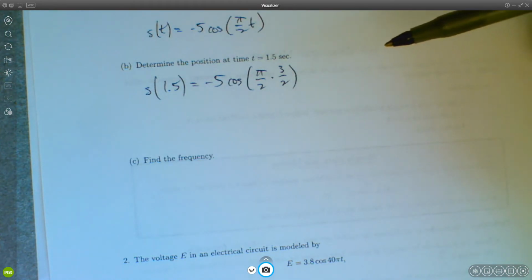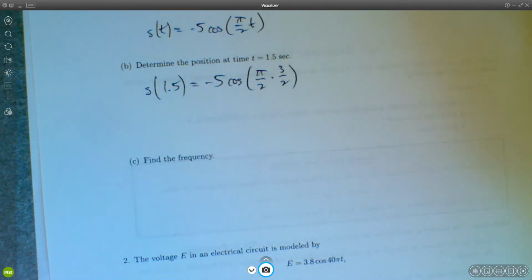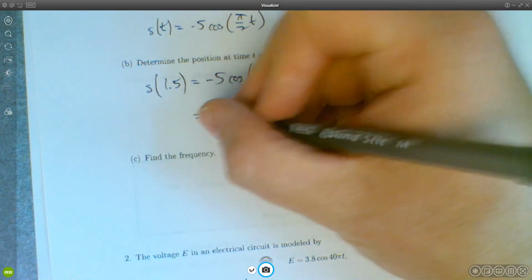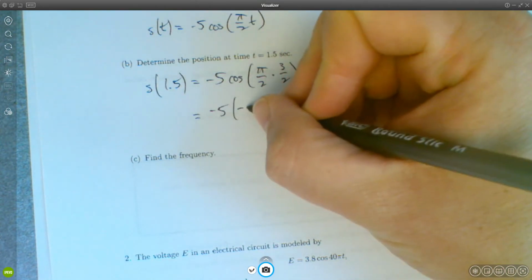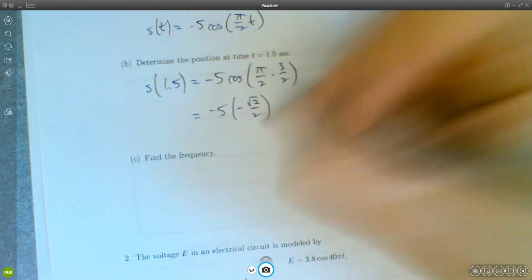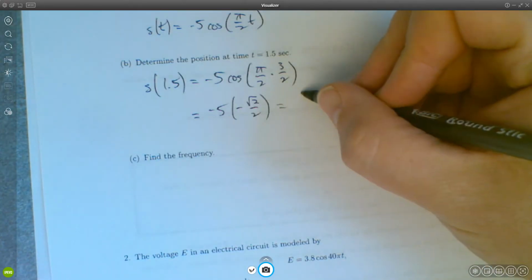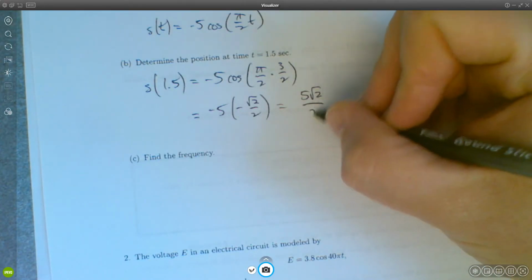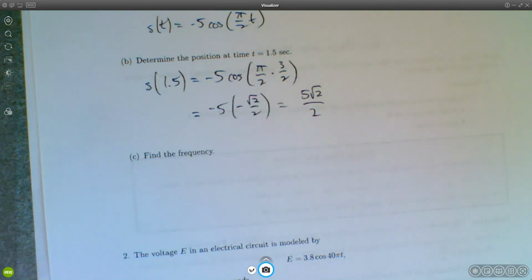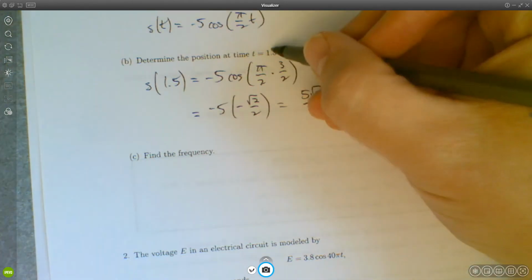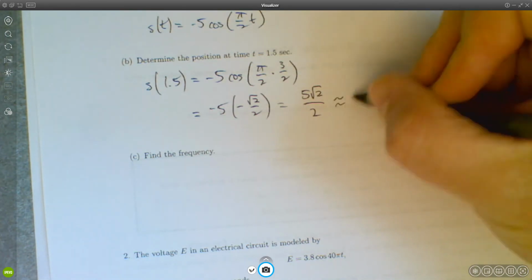And cosine of 3 pi over 4 should be the same thing as negative cosine of pi over 4. That's negative root 2 over 2. So this is -5 times negative root 2 over 2. So that would be 5 root 2 over 2 is the exact answer. For an approximation, 5 root 2 over 2 is about 3 point, we were given 2 sig figs, so we'll say it's about 3.5.